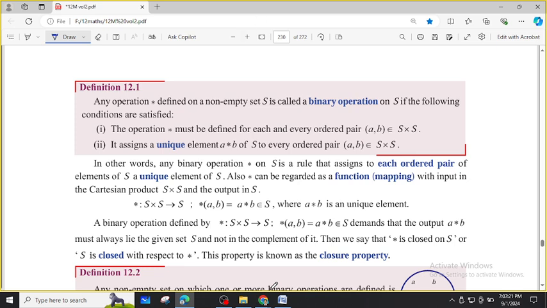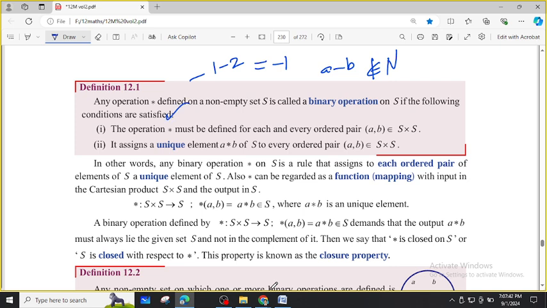Suppose you have 1 minus 2. 1 and 2 are natural numbers, but 1 minus 2 is not a natural number. So a minus b, where a and b are natural numbers, is not a natural number because 1 minus 2 is minus 1. So subtraction is not a binary operation over natural numbers.